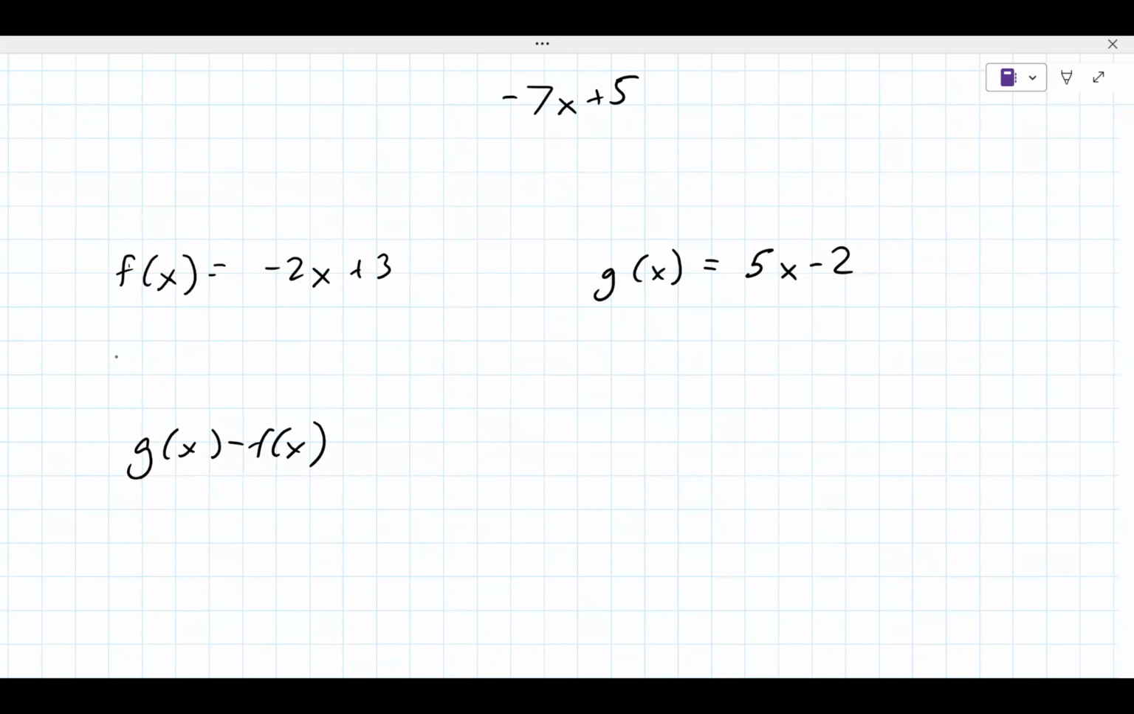So given these same two functions, let me have you try g of x minus f of x. I'm just going to step away for 30 seconds, but I'll be right back. Sounds good.